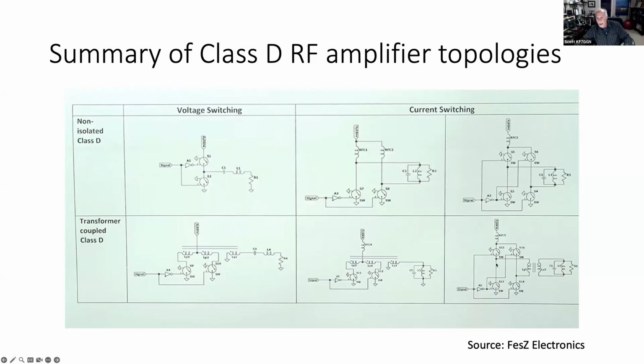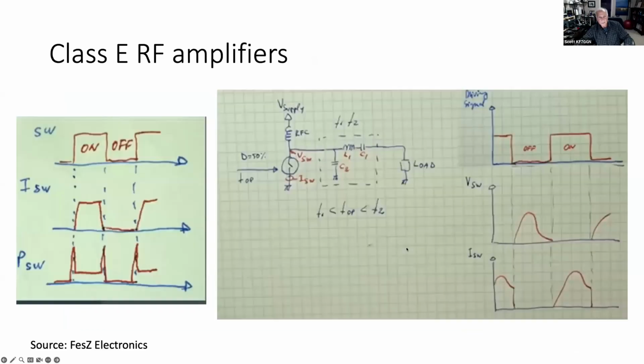And in some cases, you can actually use 4 transistors, which will give higher power than just 2. So that's the basis now of Class D.